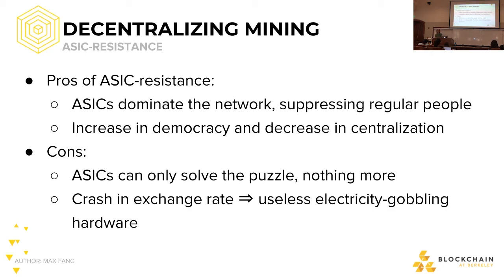So this slide is talking a little bit about how we should consider ASIC resistance. And there are both pros and cons of ASICs and having ASICs in your system. So the pros of ASIC resistance are, if you have a system that is ASIC resistant, ASICs typically suppress the common user in the system.